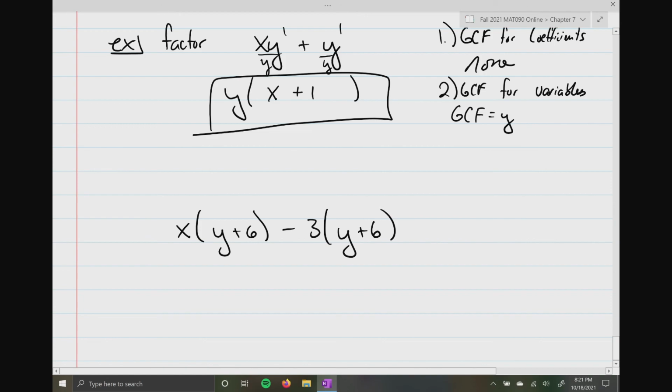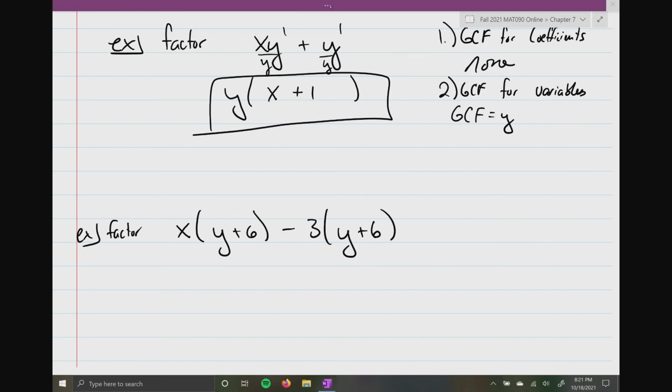Forgot to write the directions again. There we go. Factor. Okay. So here's our problem. We want to factor x times the quantity y plus 6 minus 3 times the quantity y plus 6. Okay? Now, I know our gut instinct is to go ahead and distribute that x and distribute the negative 3 to get rid of the parentheses. But I'm going to tell you to stop. You don't want to do that. Remember, our goal is to factor something out. We want to pull something in front.